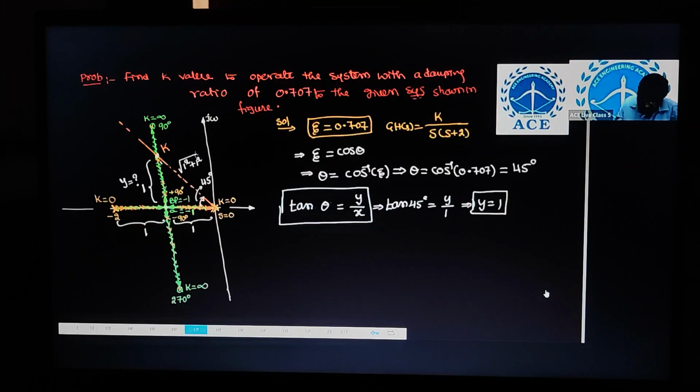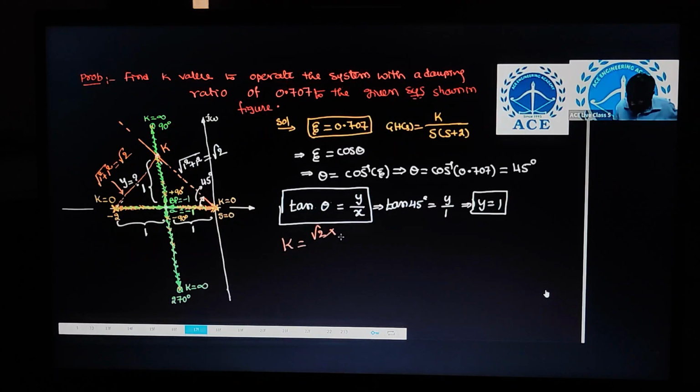Now find this length. This is 1, this is 1. What is this diagonal length? Root of a square plus b square, that means root 2. Again you have to find this length also. So this is 1, this is 1, so root of 1 square plus 1 square, that means root 2. Now find the K value. K equal to product of lengths.